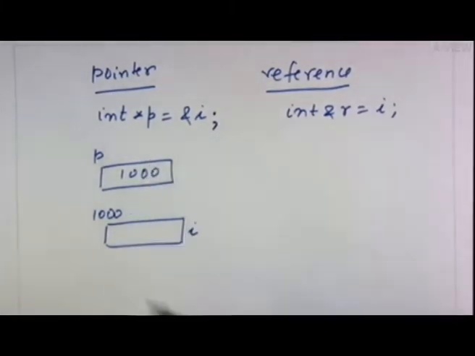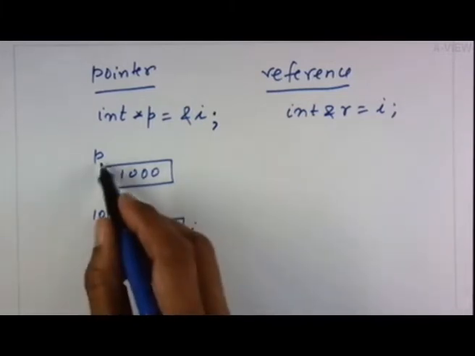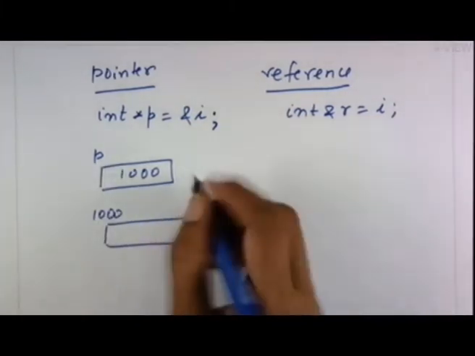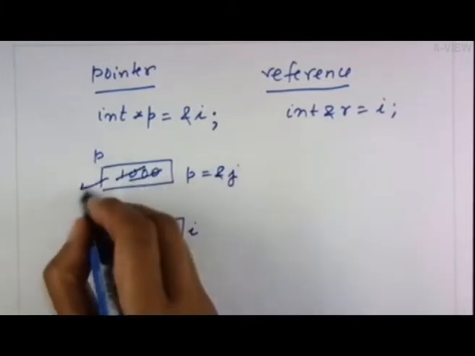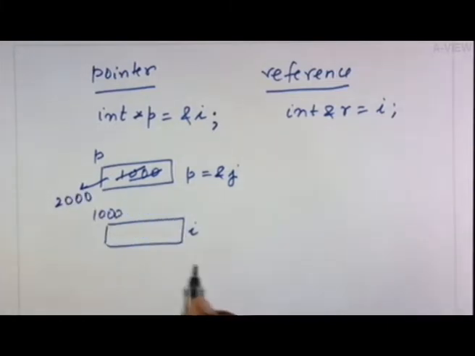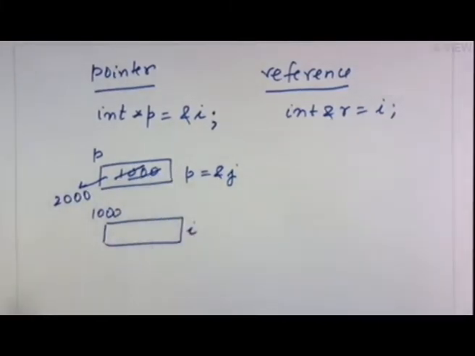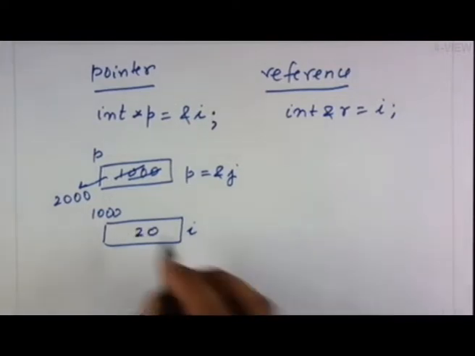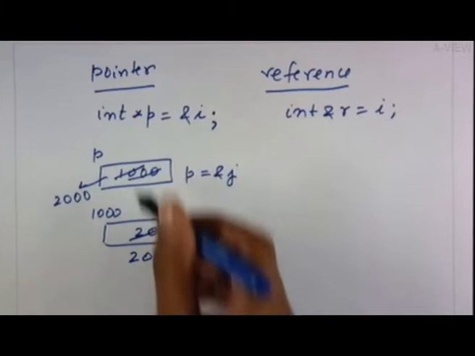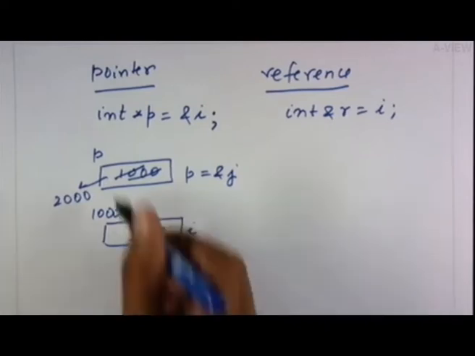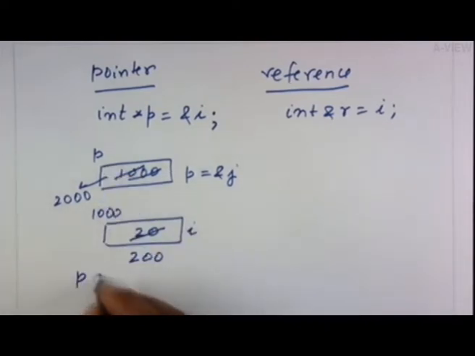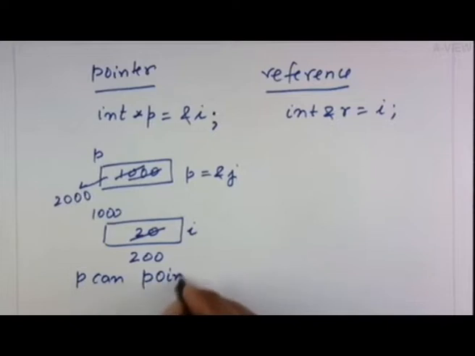What is the consequence of this? There is no binding on the fact that P should hold on to 1000. I can write immediately P equal to address of J, and this can change to the address of J, which could be 2000. So the value of P is changeable by changing P to point to another object. Let's say the value of I was 20. There is nothing which prevents me from changing this value to 200. So the contents of both P and I can change, which means I can have a different value, and P can point to another object. P can point to any object, provided it's an integer.